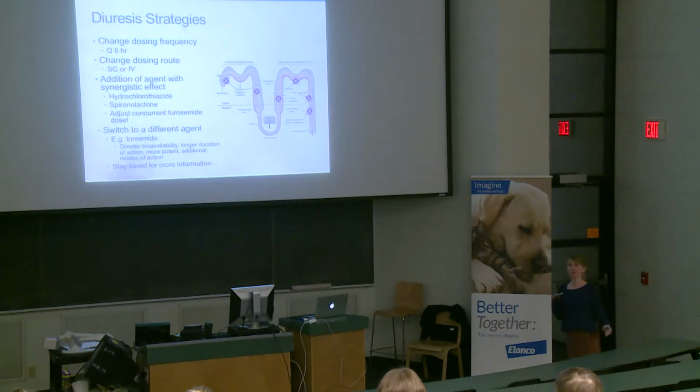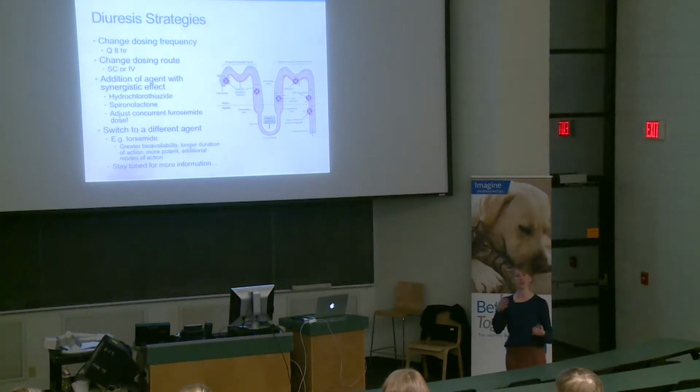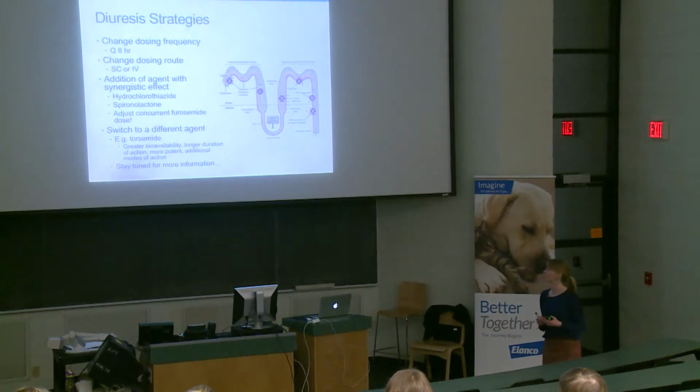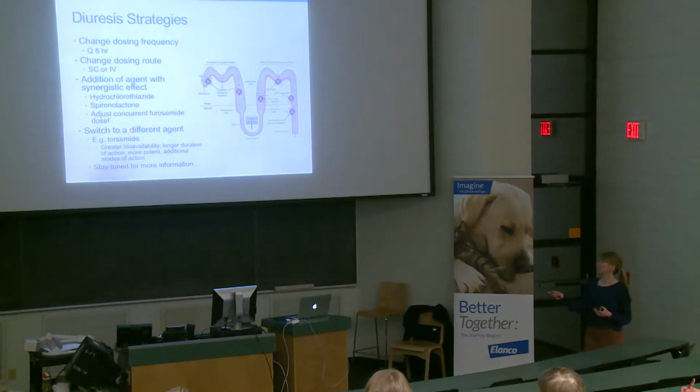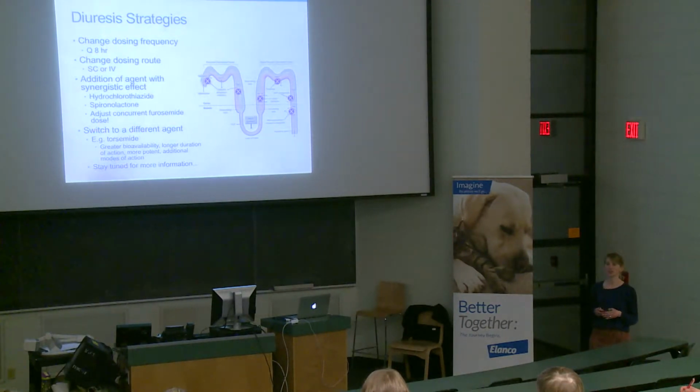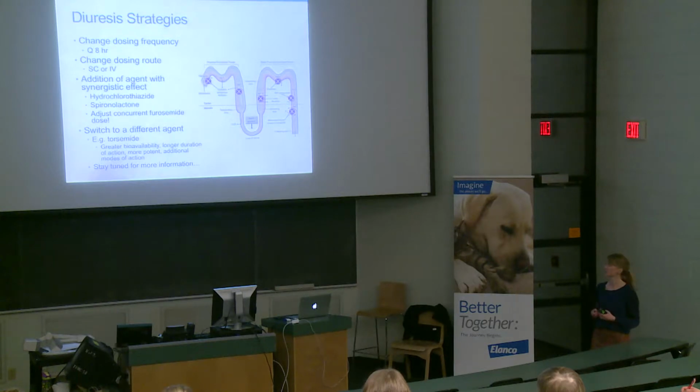Changing the route, at least for a short duration of time, we'll see how that comes into play. Sometimes we combine agents. That's where we're adding another agent that acts at a different location so that we can have a synergistic effect. So we might add a thiazide or spironolactone and then adjust our furosemide dose, that is, dial it down perhaps, to get this synergistic effect of the two. And then the final thing I'll mention is, what about switching to a different agent entirely from our usual furosemide?